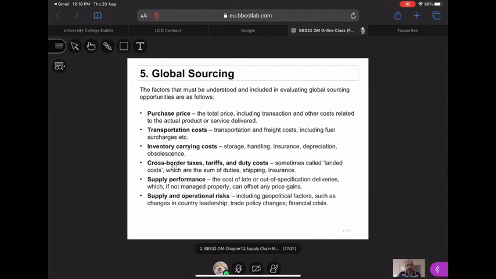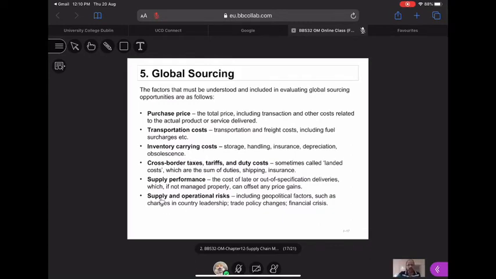Another cost is cross-border taxes, tariffs, duties, etc., sometimes called landed costs, which are the sum of all the duty, shipping and insurance that a company has to pay. The main thing over here is cross-border taxes, tariffs, and so on. For example, if I buy something from Australia, I need to pay taxes to the Australian government. Then when I import to Singapore, I need to pay taxes to the Singapore government, import tax as well. So don't forget, there are all these taxes involved when we buy internationally.